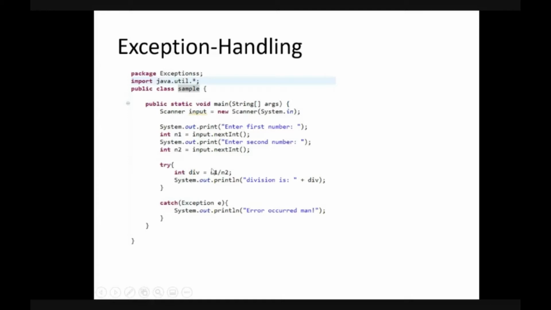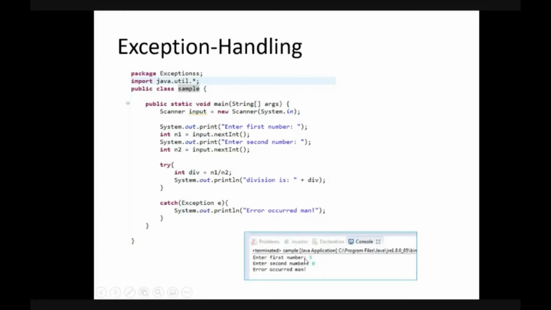If there is any error here, it is not going to directly close or halt the program. It is going to check my catch. Do I have a catch for this one? Yes. Exception is a class, and e is just the object. I am creating an exception object. You can give any name here, doesn't matter. Exception e. If there is an error, it is going to print out this one, error occurred.